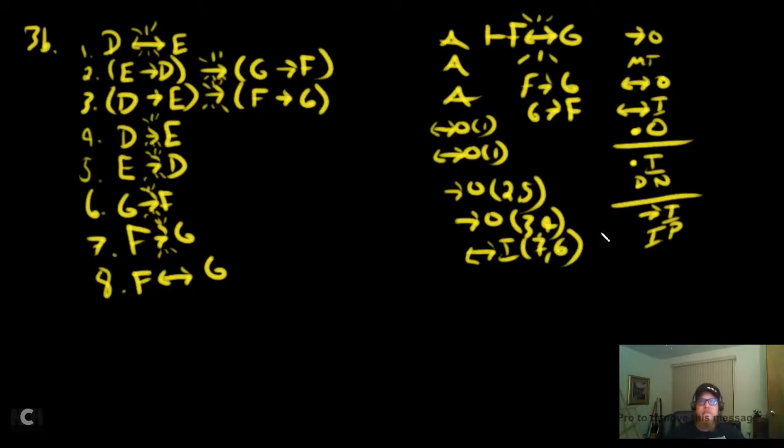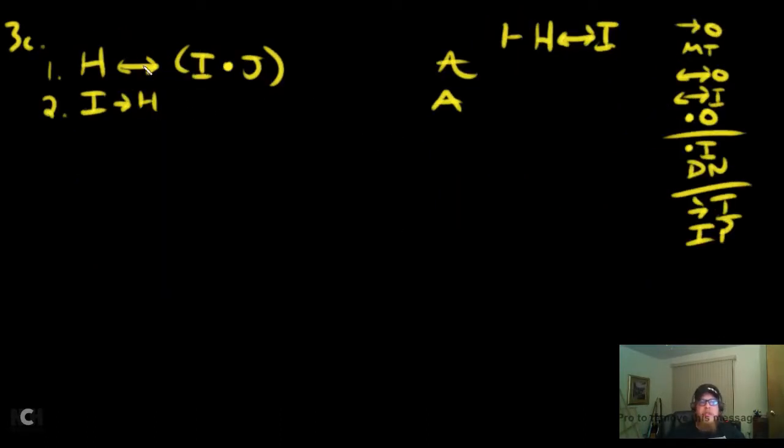Let's take a look at 3C. Let's take a look here at 3C. So we got H double arrow I dot J. And we've also got I arrow H, and we're trying to solve for H double arrow I.